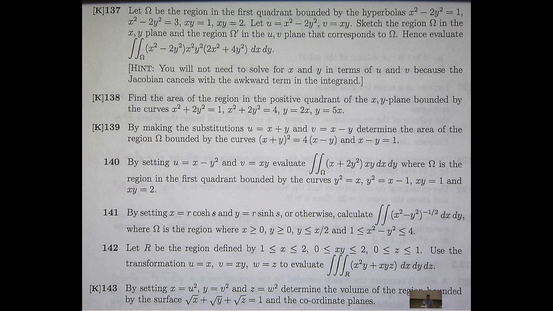Anyone done 138? We're asked to find the area again of some region in the first quadrant of the xy plane, which is bounded by a set of curves. Now, I look at this, and the substitution I want to make should simplify the description of the boundary somehow. So if I let u equal x squared plus 2y squared, then I get u equals 1 here.